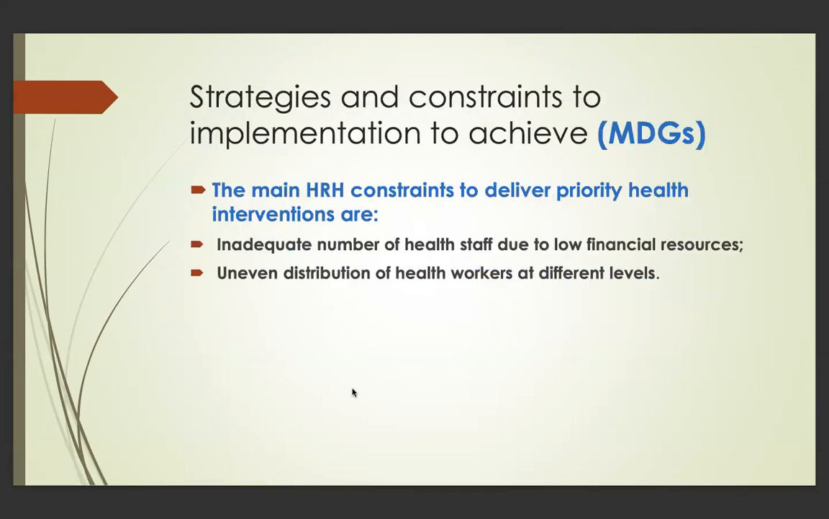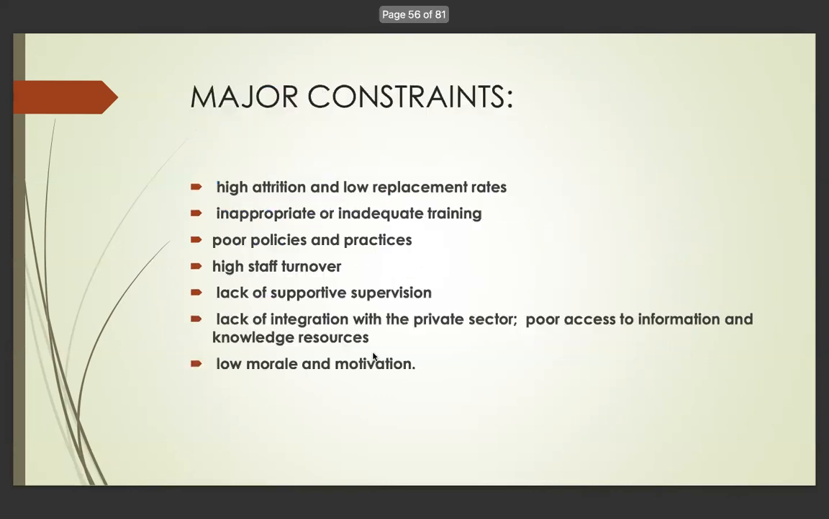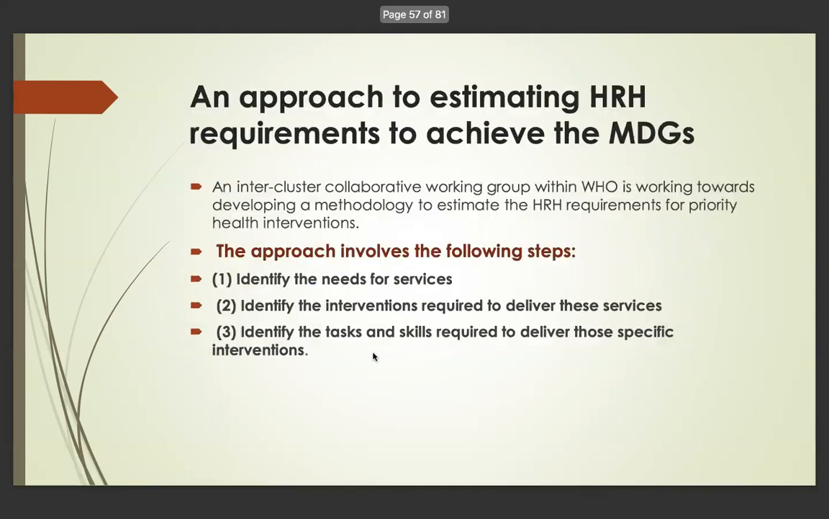The strategies and the constraints to implementation to achieve MDGs. The major constraints are inadequate number of health staff due to low financial resources, uneven distribution of health workers at different levels, high attrition and low replacement rates, inappropriate or inadequate training, poor policies, high staff turnover, lack of supportive supervision, low morale and motivation, and lack of integration with the private sector.